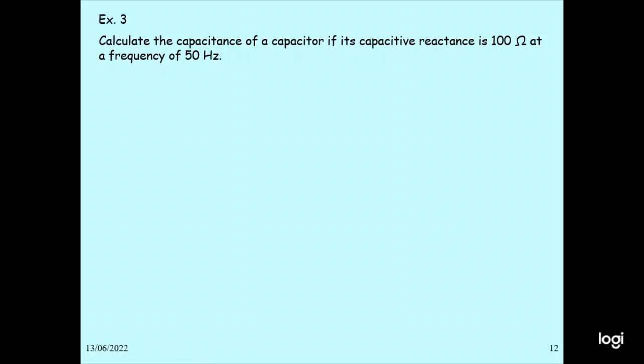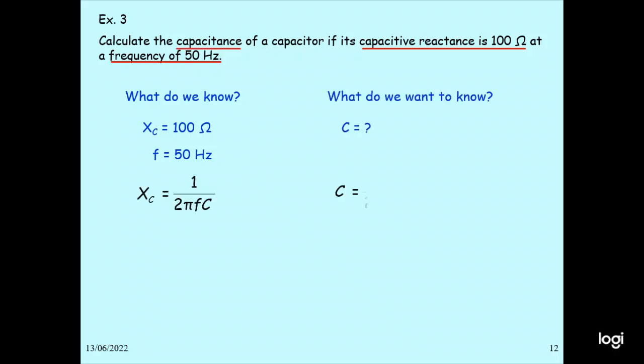Calculate the capacitance of a capacitor if the capacitive reactance is 100 ohm at the frequency 50 hertz. So what do we know? X equal to 100 ohm, f is 50 hertz. What do we want to know? Capacitance we have to find. So X equal to 1 by 2 pi f C, so C equal to 1 by 2 pi f X. So 1 by 2 pi times 50 times 100, you get 31.8 microfarad.